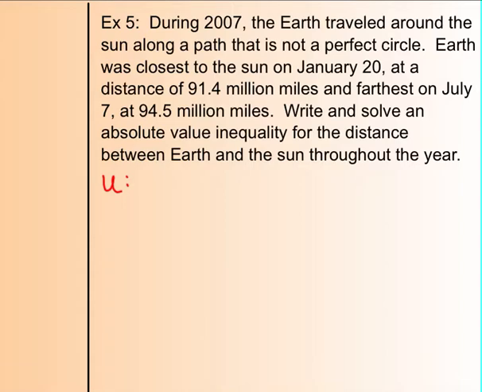Lots of numbers in here. Most of them we don't need. The year the Earth was traveling doesn't matter. The day it was closest and farthest from the sun doesn't matter. What matters is the distance. That's what we're looking at. So I'm going to look at 91.4 million as being the closest and 94.5 million as being the furthest. We need to set up an absolute value inequality.